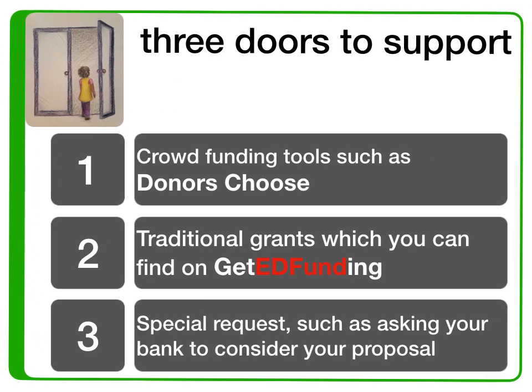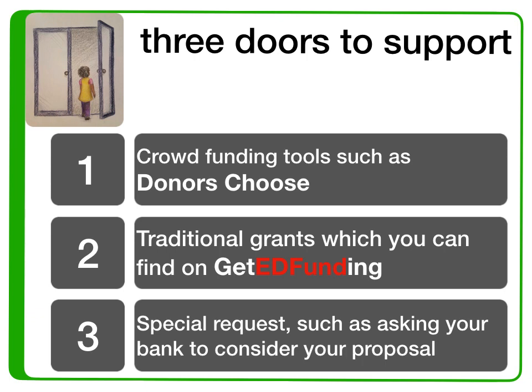Okay, so three different doors, if you will. Door number one is you could use a crowdfunding tool such as Donors Choose. Door number two is you could get a traditional grant, which you could find on Get Ed Funding. And we're going to talk a little bit more about that, but you could just go on there and start searching too. And then the third item is pretty creative, but you may frequent a business, you may go to some entity like your bank and hand in your proposal and see if they'll fund it.